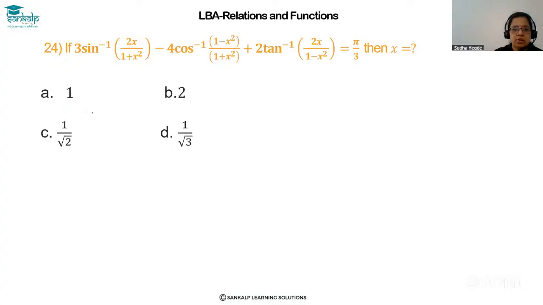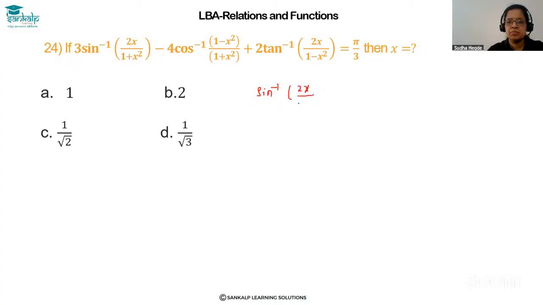Hi students, the question is if 3 sin inverse 2x divided by 1 plus x square minus 4 cos inverse 1 minus x square divided by 1 plus x square plus 2 tan inverse 2x divided by 1 minus x square is equal to pi by 3, then you need to find x. Option A 1, option B 2, option C 1 by root 2, option D 1 by root 3. Okay, so you know the result.